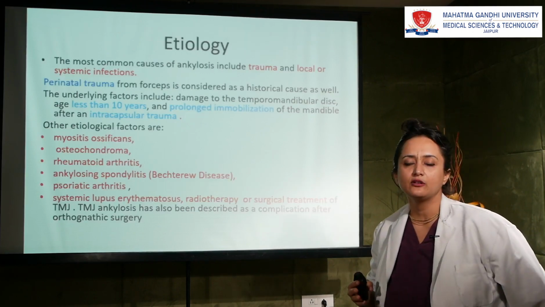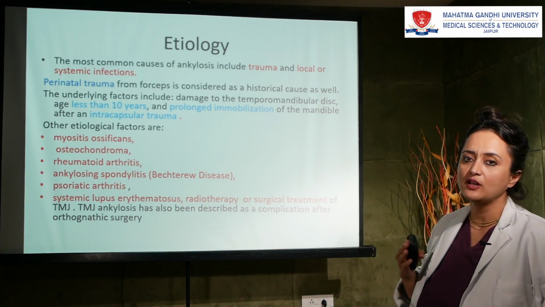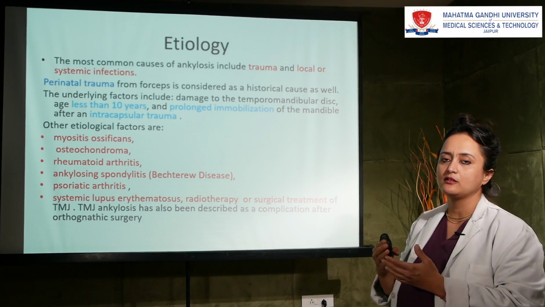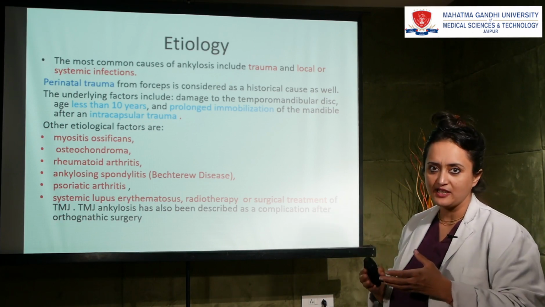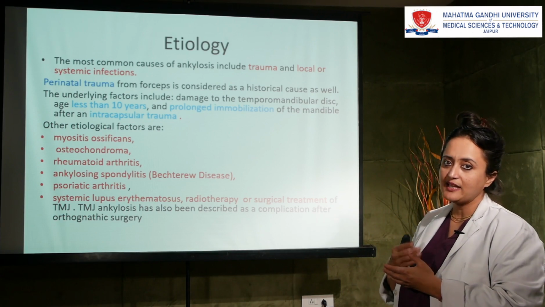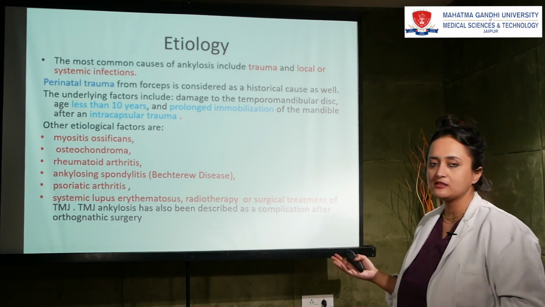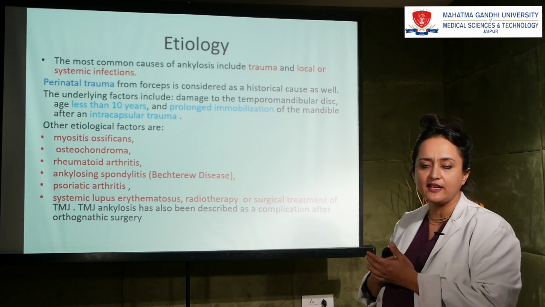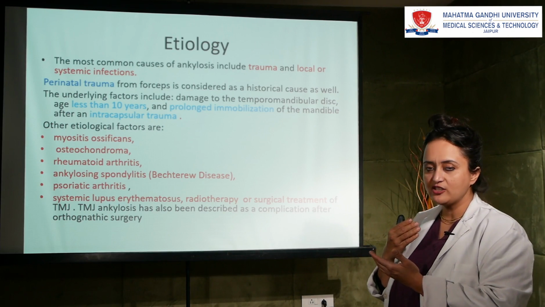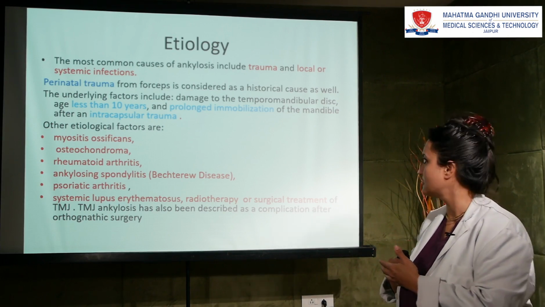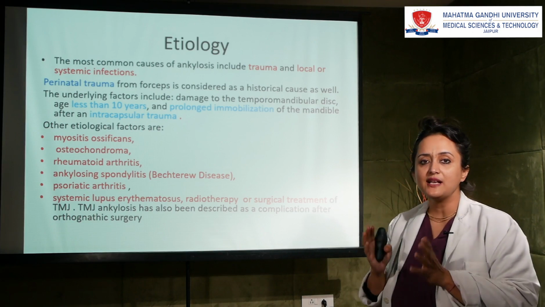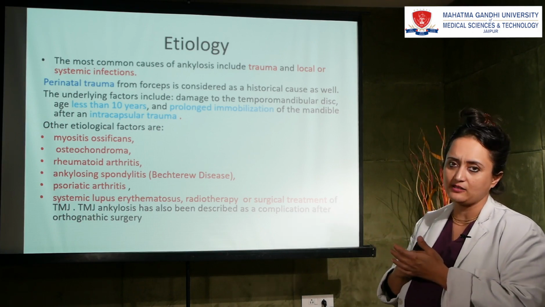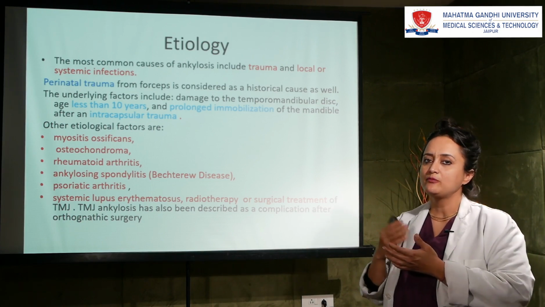Now we come to the etiology. The most common etiologic factors are trauma or local and systemic infections. Trauma can be prenatal trauma, if the patient has undergone forceps delivery, that can be a cause. Then the factors involved in traumatic TMJ ankylosis are if the age is less than 10 years, if there is injury to the temporomandibular disc, or if there is prolonged immobilization after intracapsular fracture of the condyle. These are the 3 main factors responsible for traumatic TMJ ankylosis.